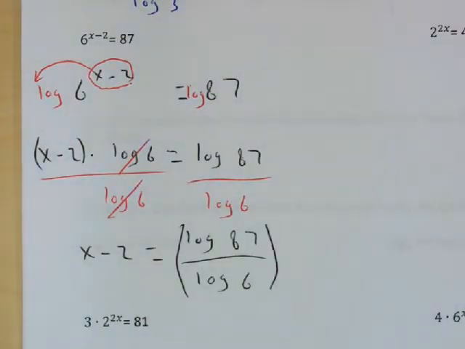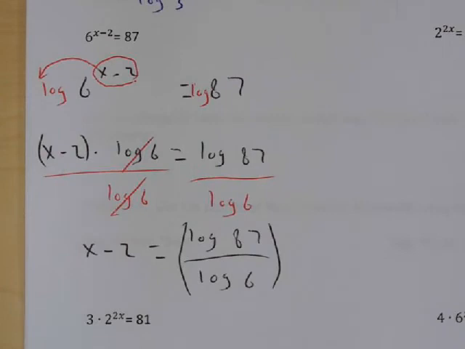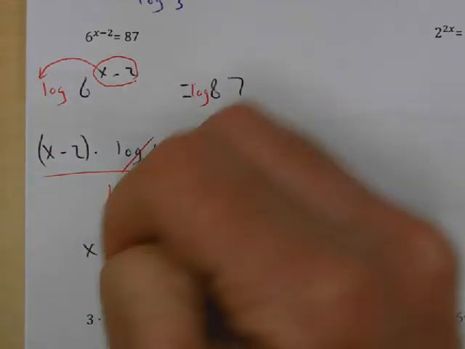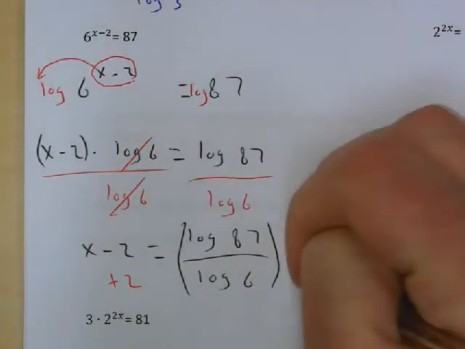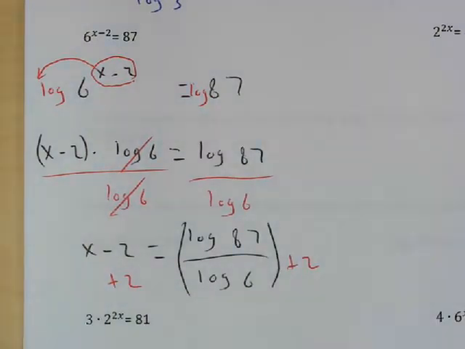When I punch that in a calculator, it's going to give me some decimal. And then what do I want to do to that decimal? Well, how do I get x by itself? Last step is we got to add 2 to both sides. Okay, so we're a little tight on space, so let's just put our answer. Our answer is approximately what?